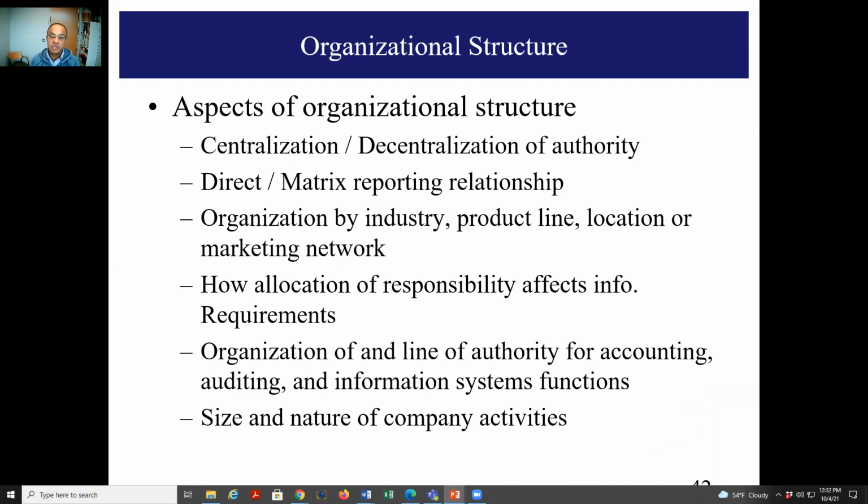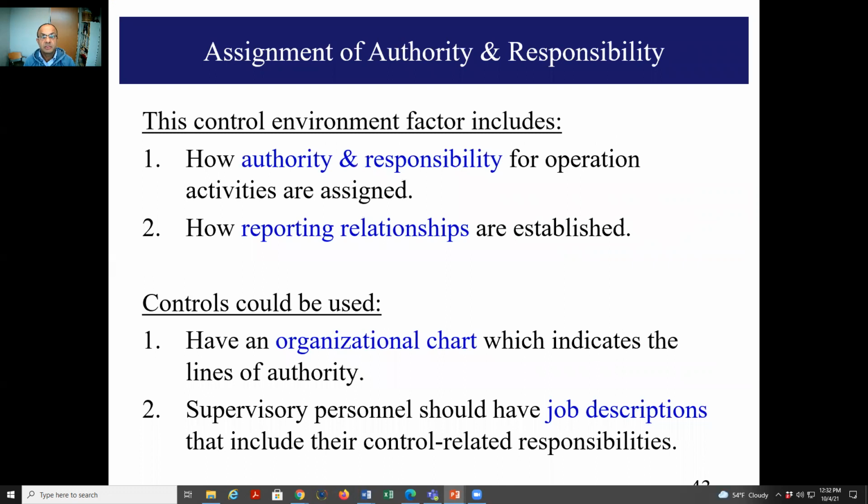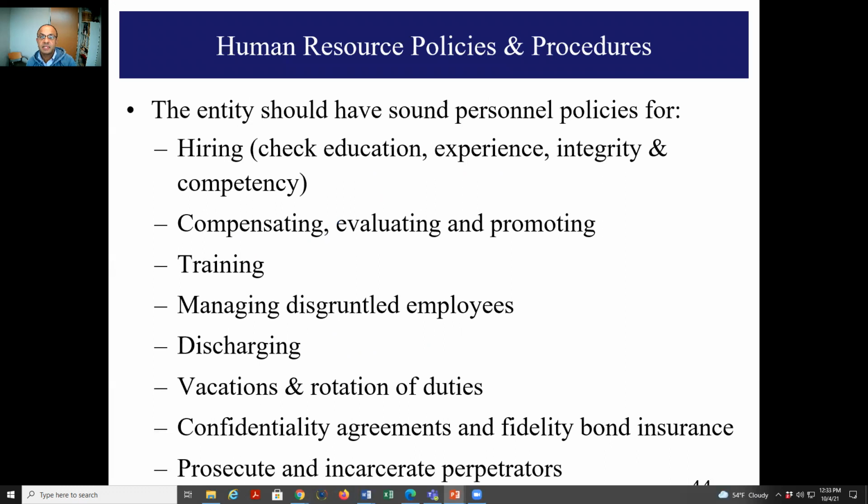Check the system, whether it's centralized or decentralized, direct reporting or matrix reporting, and so on. Then we check the authority and the responsibility of each employee through their job description. So we ensure that the job description and the organizational chart show each employee his responsibility and his authority.